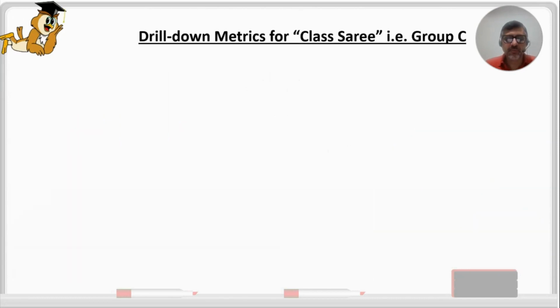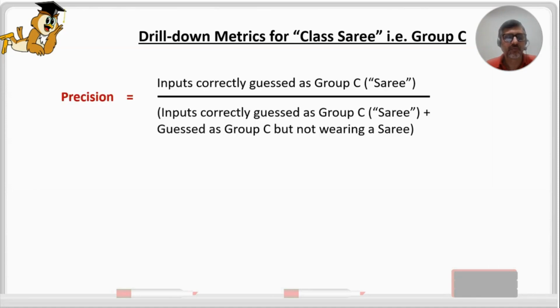So now let's jump into the definitions. Now that you have understood the broad picture, let's jump down to the definitions. We have two types of metrics, right, for the two types of errors. Two types of metrics for each class or each group. In this particular case, we are talking about the class sari.